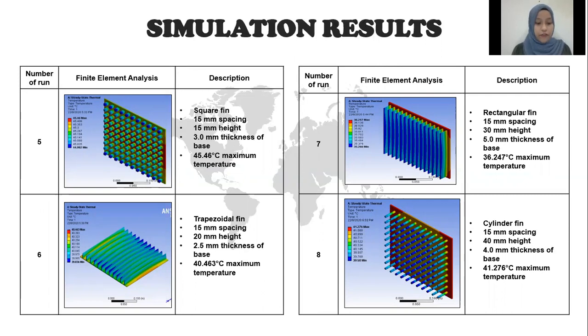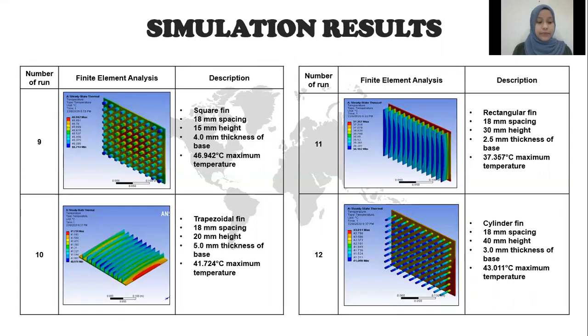The maximum temperature of sixth heat sink is 40.463 degrees Celsius. The maximum temperature of seventh heat sink is 36.247. The maximum temperature of eighth heat sink is 41.276 degrees Celsius. The maximum temperature of 9, 10, 11 and 12 heat sink are 46.942 degrees Celsius, 41.724 degrees Celsius, 37.375 degrees Celsius and 43.011 degrees Celsius respectively.